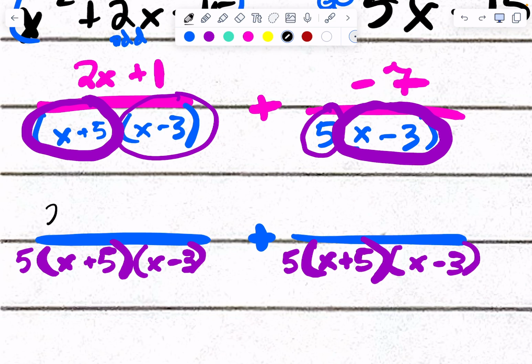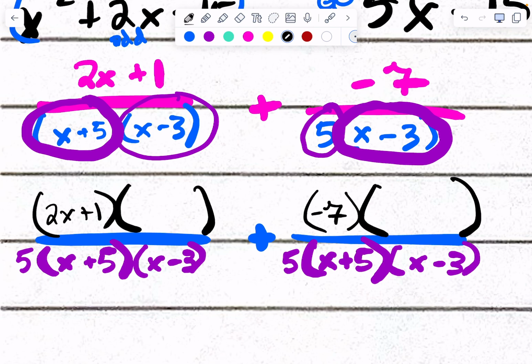Now, I'm going to start with 2x plus 1. That's my top, and negative 7 is my top here. Very good. What I'm going to do next is multiply by the missing stuff. What is each fraction missing that it needs to have?